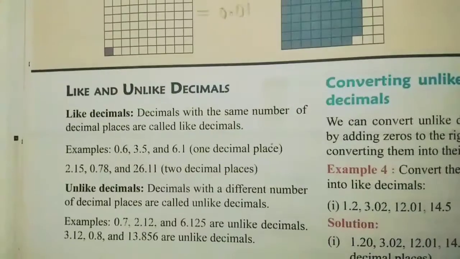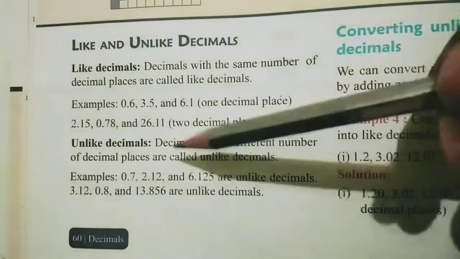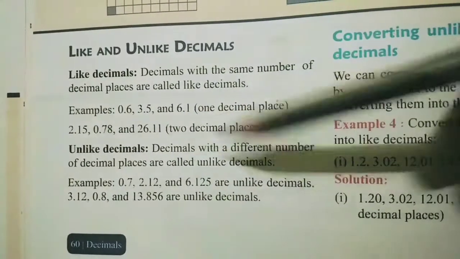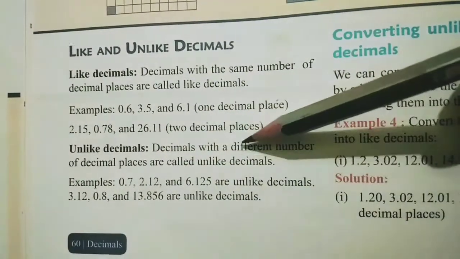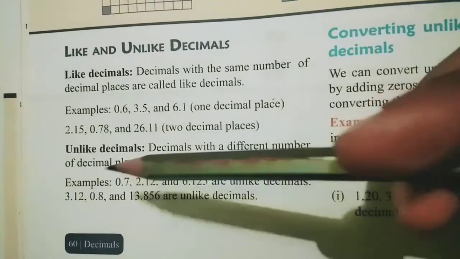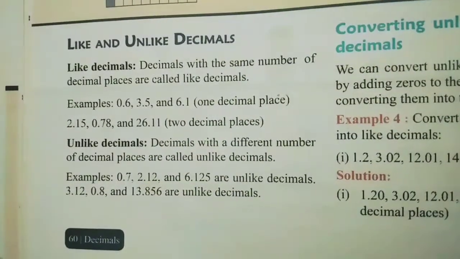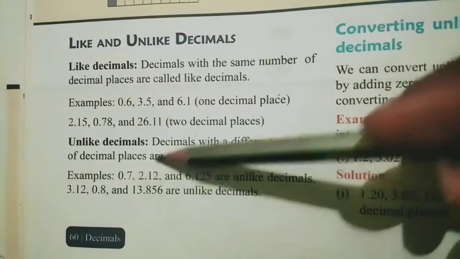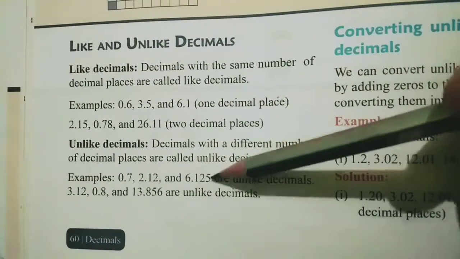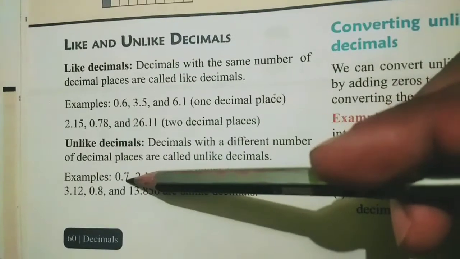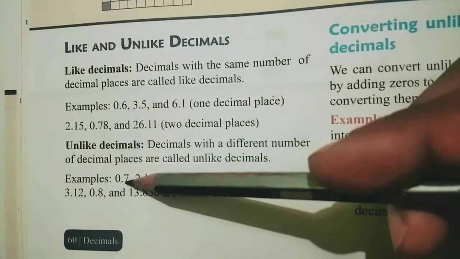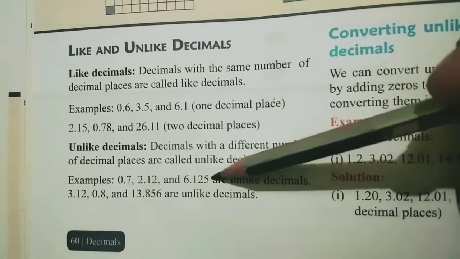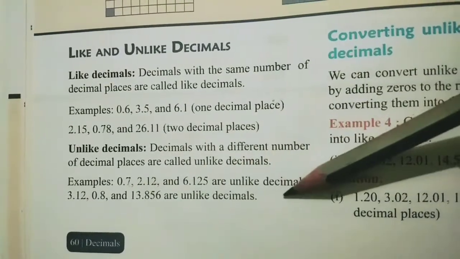Okay. Now unlike decimals, what is the meaning of unlike decimals? Unlike is the opposite of like. That means decimals with a different number of decimal places are called unlike decimals. That means after the decimal point the number of digits is different. Here 0.7, 2.12 and 6.125. Here you can see after the decimal point one digit is there, then 2 digits, then 3 digits. That means they are unlike decimals.